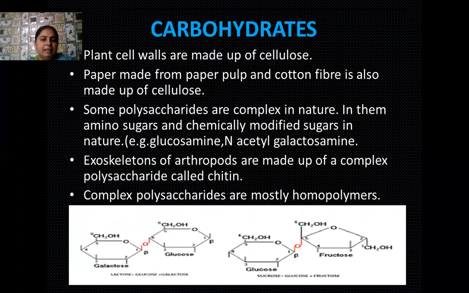Here you can see the structure of glucose, fructose, and galactose. You know that lactose sugar is always made up of two monomeric units, glucose and galactose, and both are joined with the help of a glycosidic bond. And here you can see the example of sucrose. Sucrose is always formed by glucose and fructose. Again, there is a bond which links both of these monomeric units, glucose and fructose, and that is the glycosidic bond present in carbohydrates.